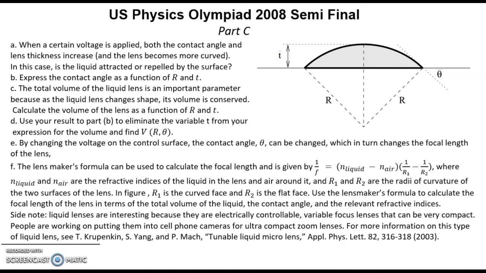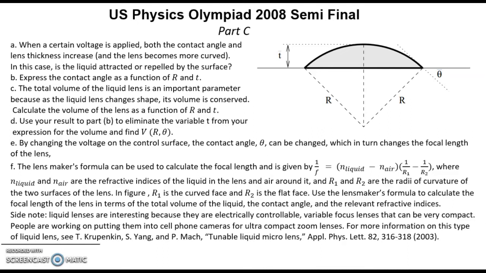D. Use your result to part B to eliminate the variable t from your expression for the volume and find the volume as a function of radius and theta. E. By changing the voltage on the control surface, the contact angle theta can be changed, which in turn changes the focal length of the lens.